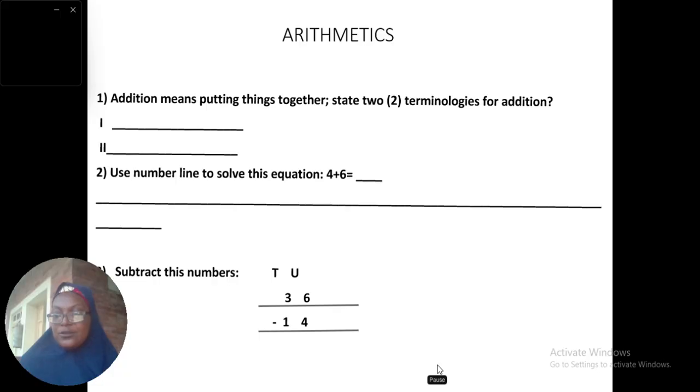If you can see on your screen, I have some work for you, an exercise that you should take. You can see number 1, 2, 3. You should do these exercises in your books. Make sure you work it out in your books, because I'm going to mark it next time, inshallah. So we move to the next.